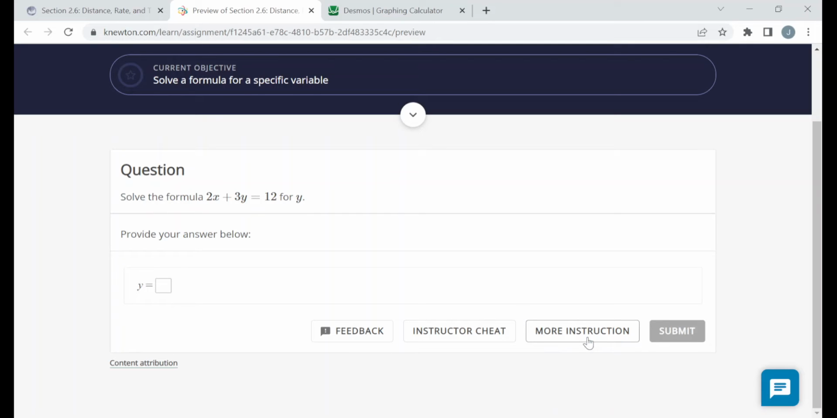But you will have a more instruction button. If you're ever struggling with a topic or a question, click on this button and you'll be taken to some reading or videos or both that you can study, and then you'll be working on problems related to that instruction, and you can work through the assignment that way if you wish.